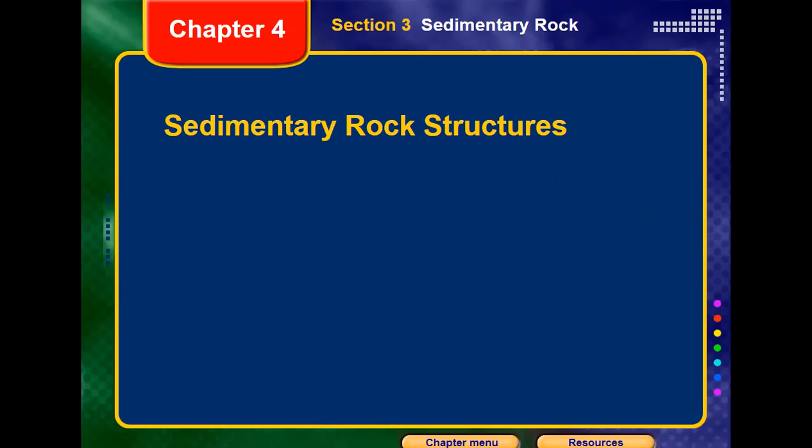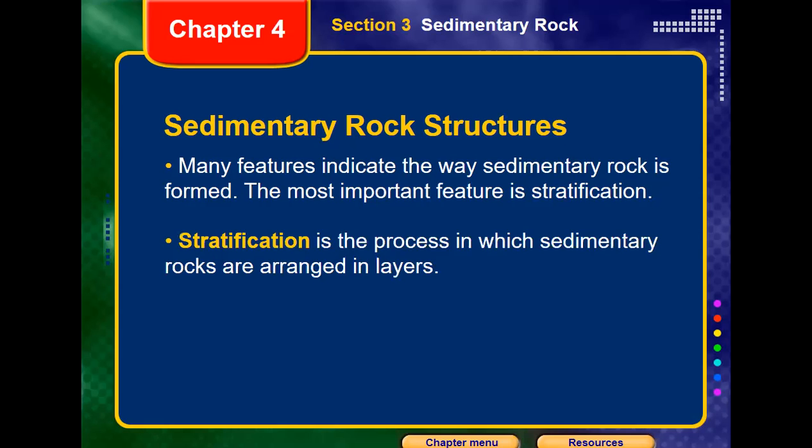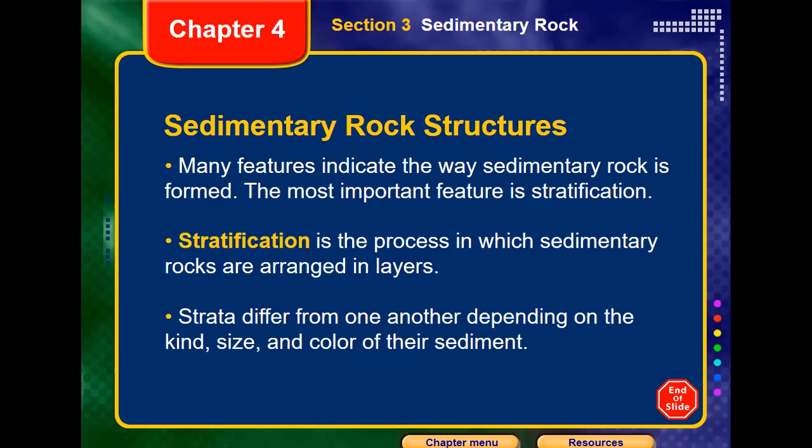Finally, the last part in our lesson: sedimentary rock structure. What are the shapes that sedimentary rock could form? As we said, sedimentary rocks are formed in layers and we call them strata. Here we could find some features that represent how the rock is formed. The most important feature is stratification, which means the formation of the layers, or how the layers appear. So stratification is the process in which sedimentary rocks are arranged in layers. Strata differ from one another depending on the kind, size, and color of the sediments.